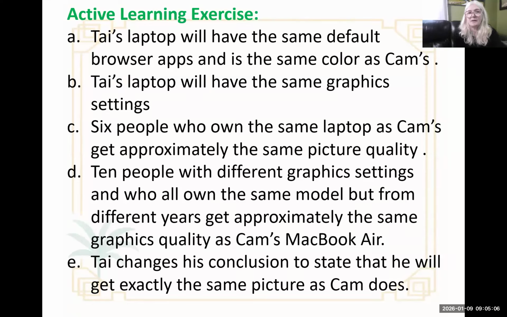Next, Ty's laptop will have the same graphics settings. 6 people who own the same laptop as Cam's get approximately the same picture quality. 10 people with different graphics settings who all own the same model but from different years get approximately the same graphics quality as Cam's MacBook Air. And finally, Ty changes his conclusion to state that he will get exactly the same picture quality as Cam does.